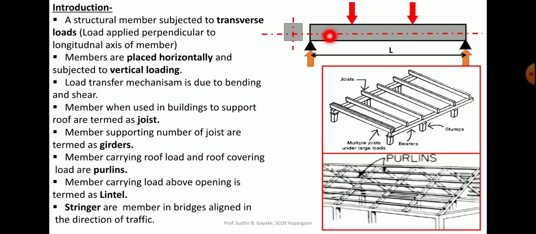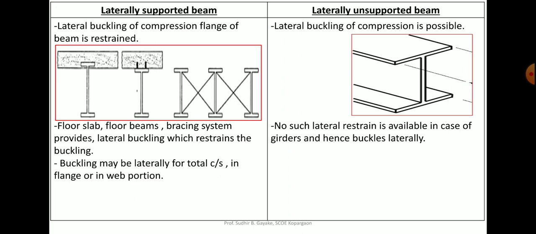along the length. So the bending nature, for this given loading, is a sagging type of bending moment, as observed in the case of flexural members. Now, as per the lateral restraint provided to the compression flange, these particular beams are classified into two basic categories: laterally supported beams and laterally unsupported beams.